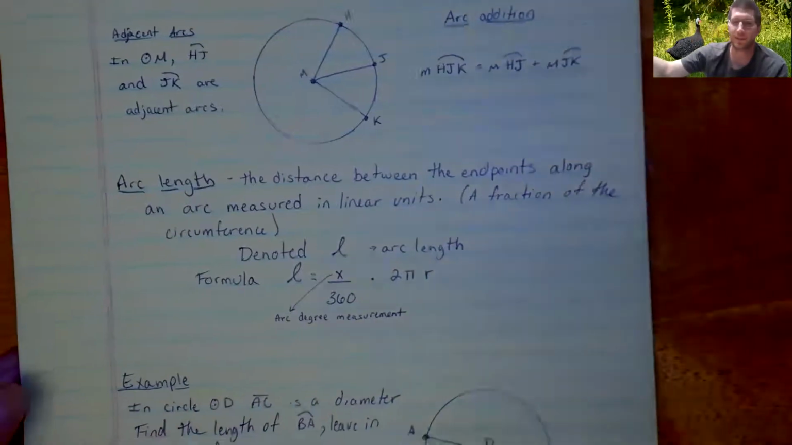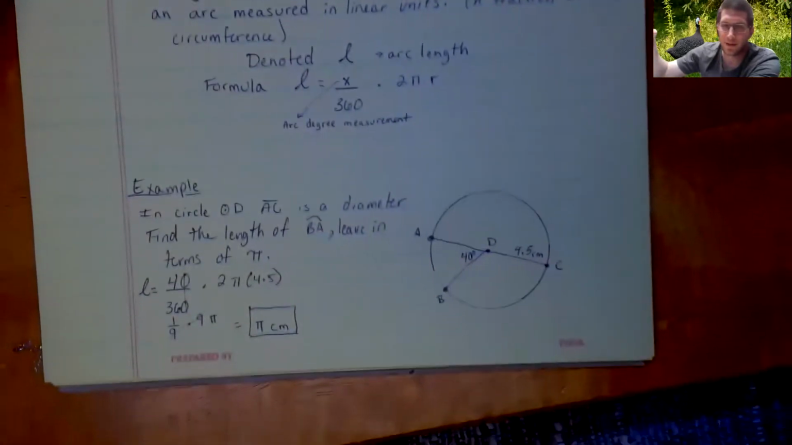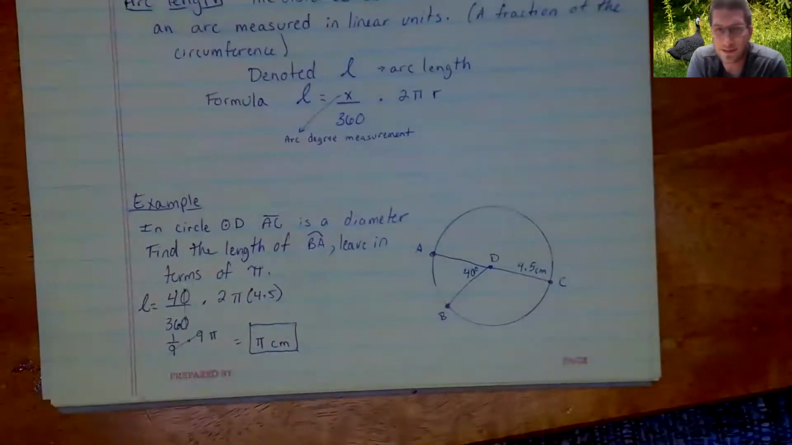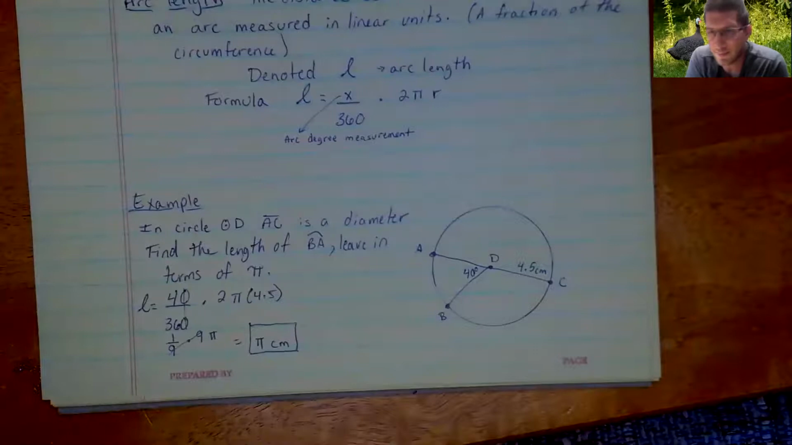So I have an example down here at the bottom that I already have worked out. It says in circle D, AC is a diameter.